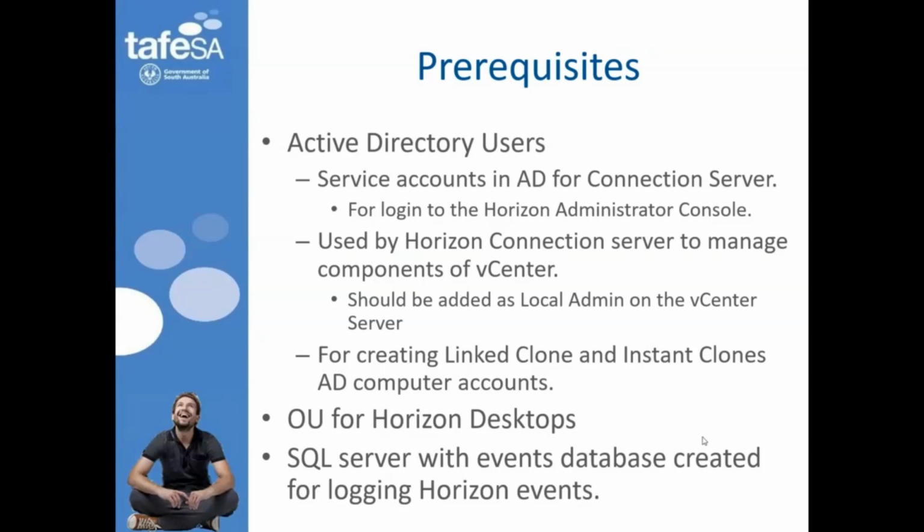We will need an SQL server with an events database created for Horizon events. So what does that mean? Basically, it's logs. Every service in the world, including your Windows Active Directory, including DNS, including DHCP, including Horizon, needs to have logs. Logs are a way of investigating what's happening on your server, and if there are problems, a way of investigating what has happened to cause the problems. So Horizon is highly dependent on a database for the logging of its events.